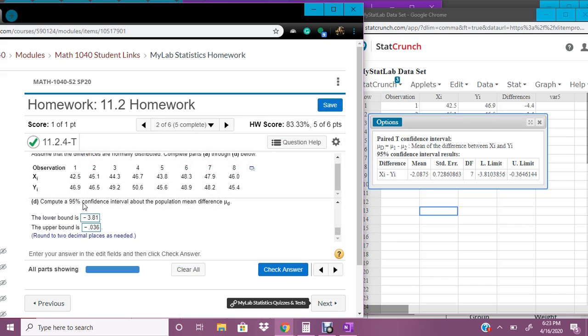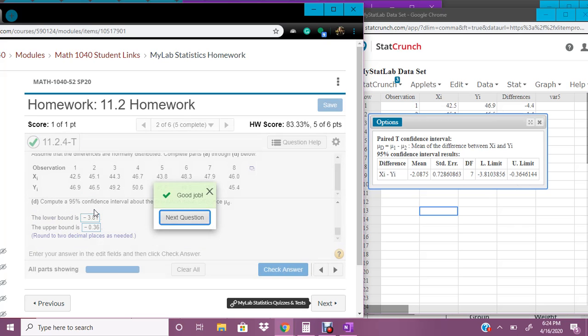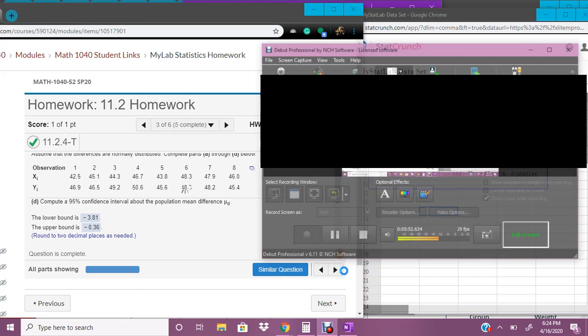Your lower bound is correct, but your upper bound is incorrect. Oh, my 0 was wrong. Sorry. Mistyped. There we go. And that is how you solve that question.